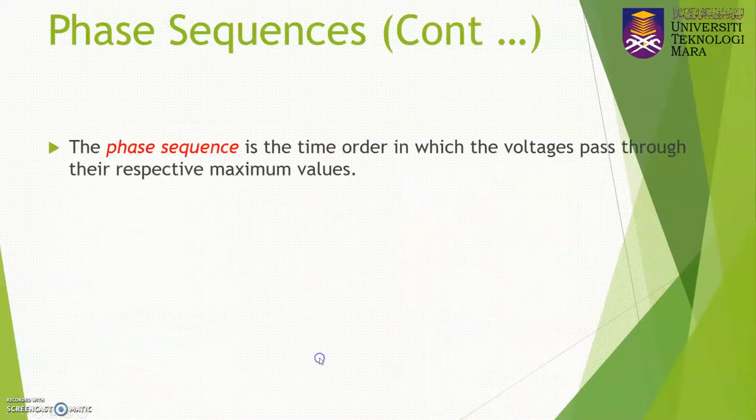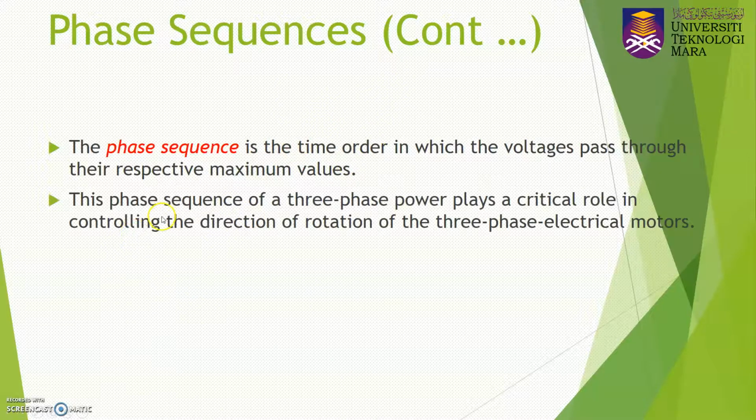Alright. So the phase sequence can be defined as the time order in which the voltages pass through their respective maximum value. Meaning what comes first: maybe VA first, then VB, then only VC, or VA, VC, then only VB. This phase sequence of a three-phase power plays a critical role in controlling the direction of rotation of three-phase electrical motors, where if the rotation of the rotor is counterclockwise, it is for the ABC sequence. If the rotation is in the clockwise direction, that is for the ACB phase sequence.